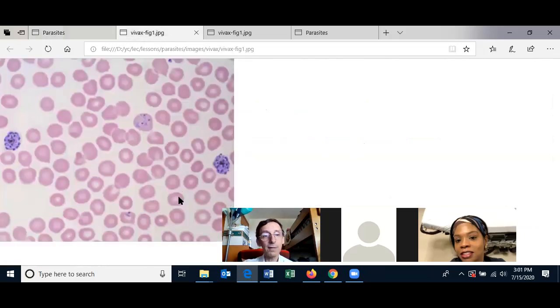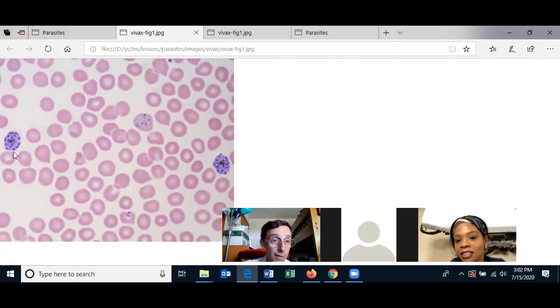Let me see if that's it here. And then we're looking at 2 stages of infection, actually 3 stages. That would be one here, and one here. This is early on in the parasite's infection of a red blood cell. This is a little bit later on in the parasite's infection of a red blood cell. And this is very late in the parasite's infection of a red blood cell.